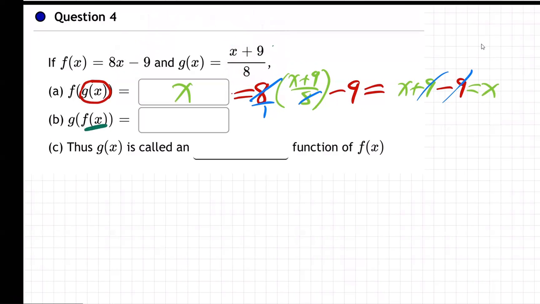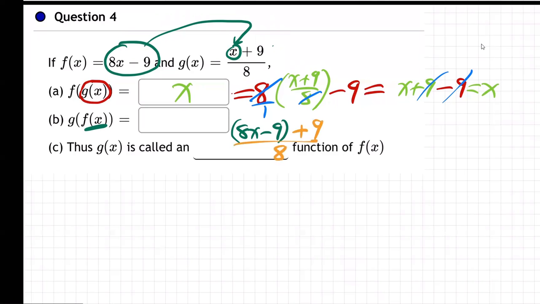And I'm going to put F inside of G. So I'm going to take all of F and plug it in right there into G. Does that make sense? So all of F is going into G. So all of F is 8X minus 9. That's plugging in right there. And then there's the rest of G, plus 9 over 8. Is that good so far?